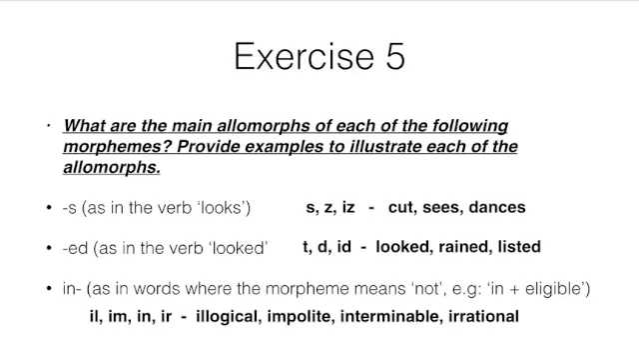The other one, for the opposite, can have different allomorphs. You have mentioned already one of them, which is impossible, impolite, or it can be pronounced as illogical, illegal, or it can be pronounced as irrational, or it can be pronounced as the normal one, ineligible. So it can have different allomorphs, and it all depends on the word to which it is attached.